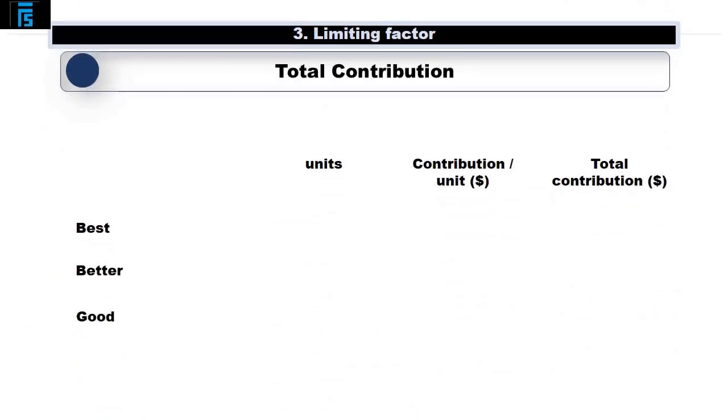machine hours. The final step we can take is to work out the total contribution we will generate by following this production plan. We can use the contribution per unit that we have already calculated and multiply this by the number of units from our production plan.